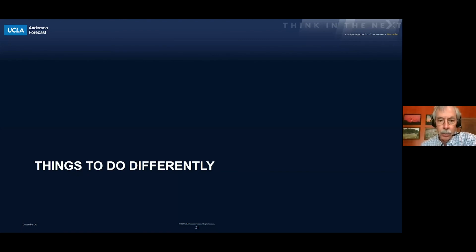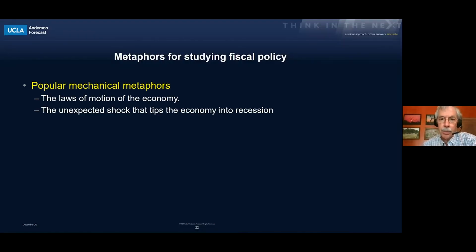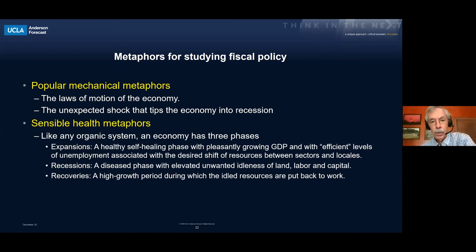I think to do this differently, we should be approaching the fiscal policy with different metaphors. Most of the economists use these mechanical metaphors, including the laws of motion of the economy and the shocks to the economy that tip it into recessions. I think we should use health metaphors and think about the economy as an organic system, which is normally healthy but suffers in these recessions. And then there are recoveries as well.